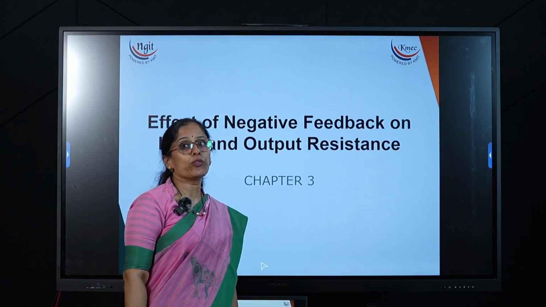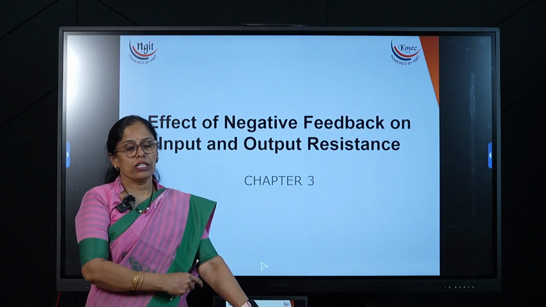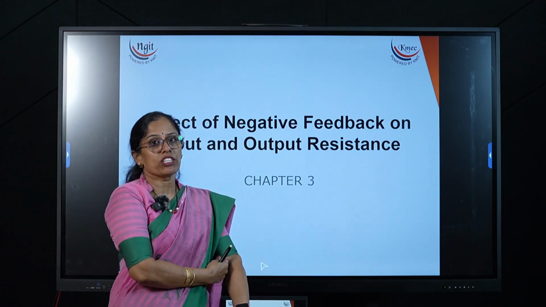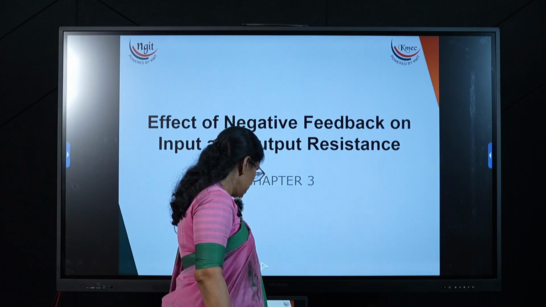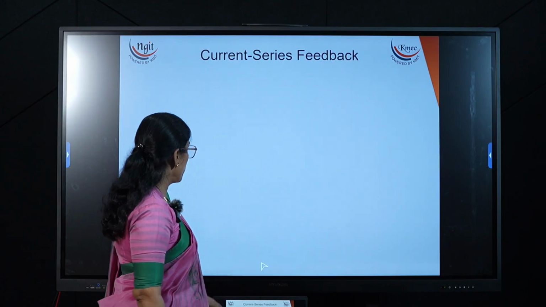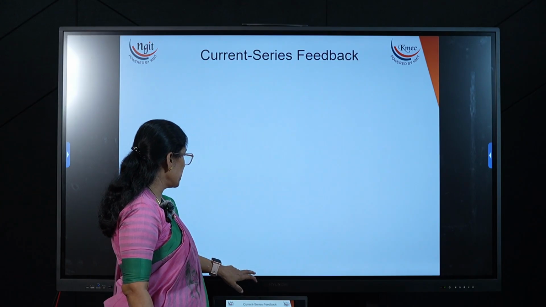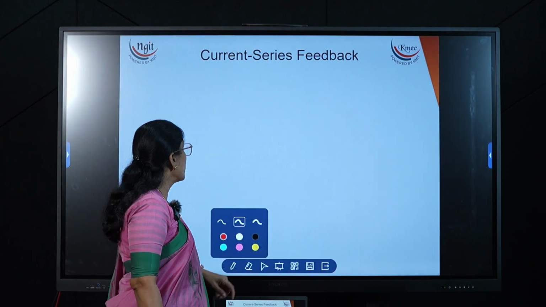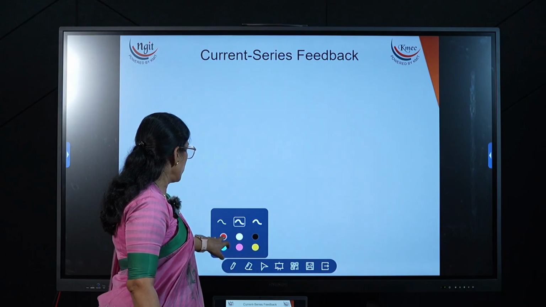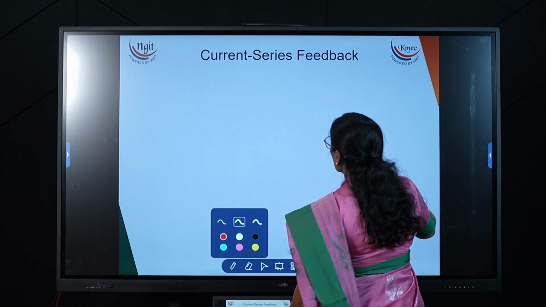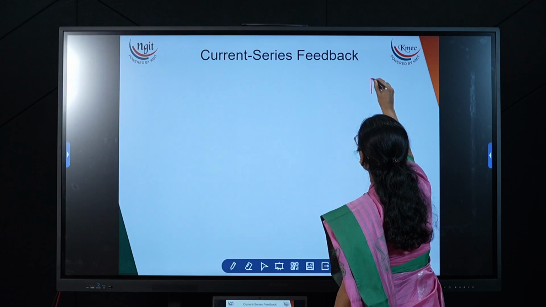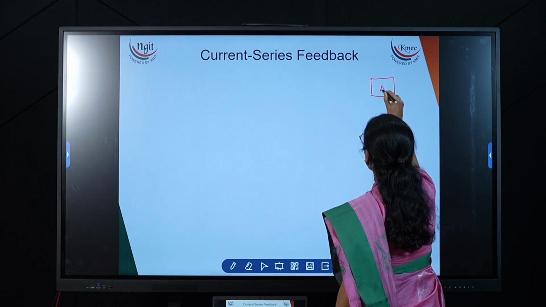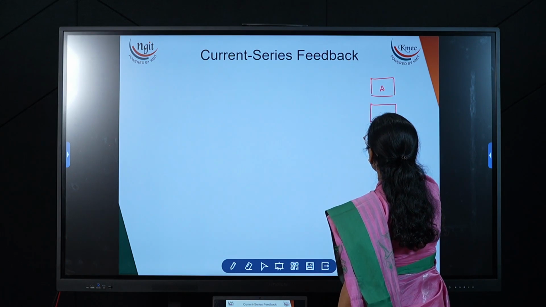Effect of negative feedback on input resistance and output resistance of current series feedback. In the last lecture we have seen the current voltage series and voltage shunt. Here we will see the current series. Let me draw the block diagram of current series. Output side is current. This is the amplifier A and feedback network beta.